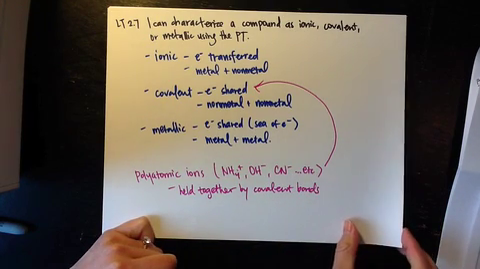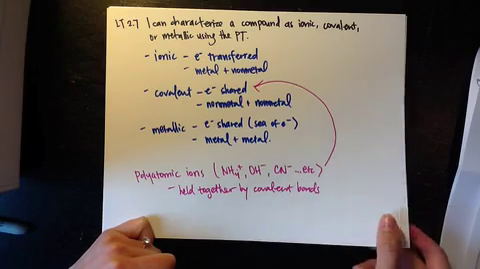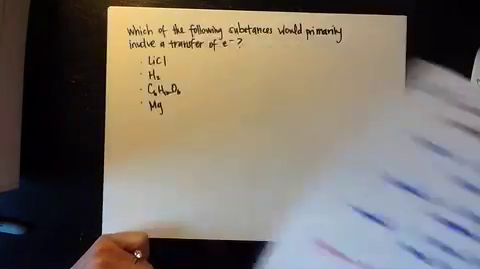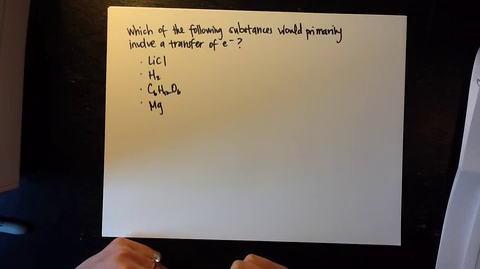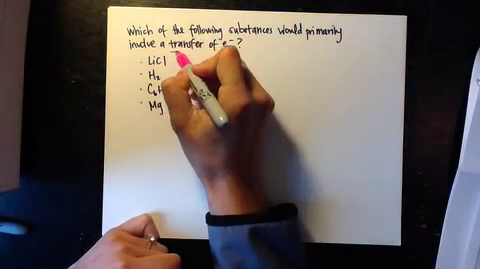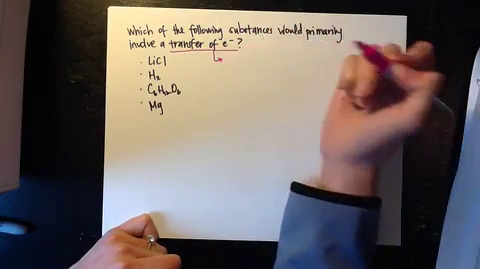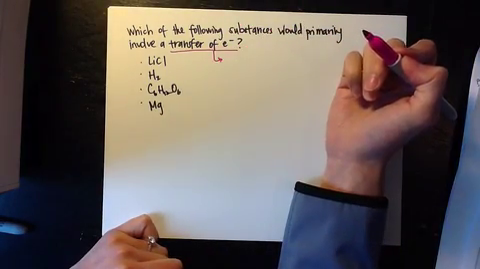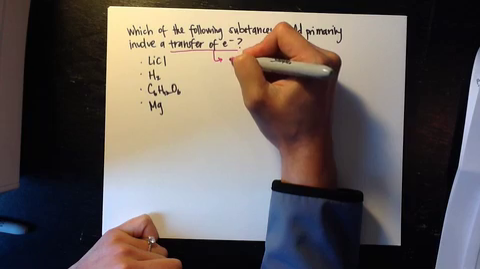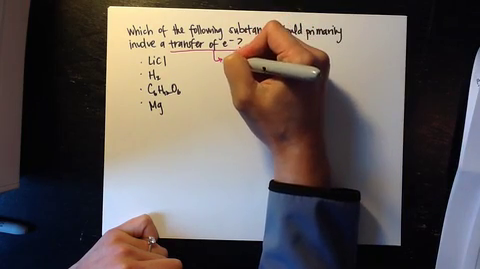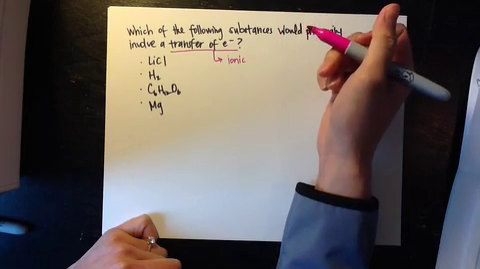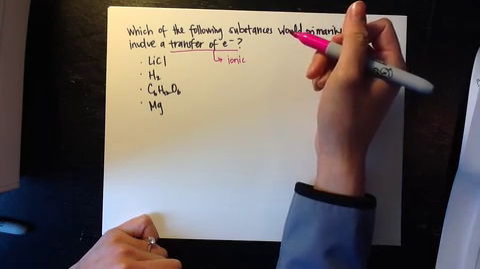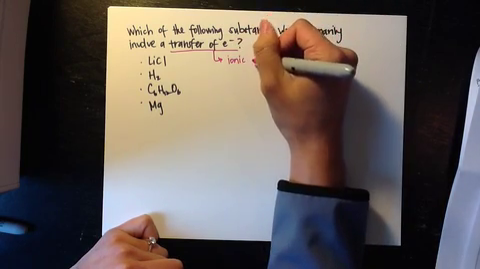Okay, so let's go ahead and try our practice problem. Which of the following substances would primarily involve a transfer of electrons? Key here, talking about transfer of electrons. So what type of bonding would that be? Ionic, covalent, or metallic? Ionic, right? You're losing electrons, gaining electrons, okay? So we're just going to look for something that's ionic.